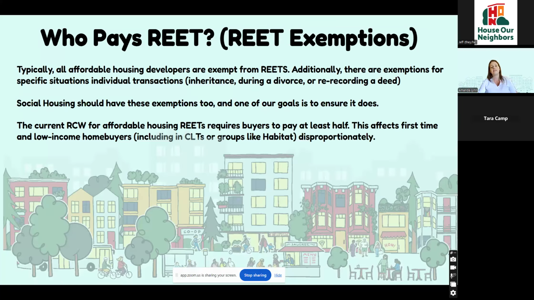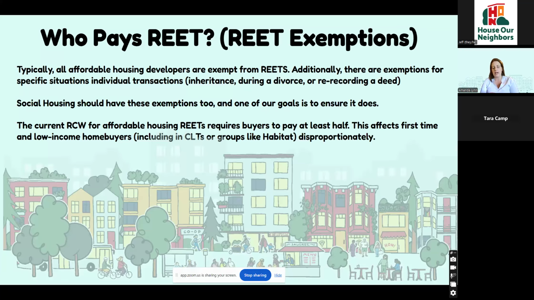There's a whole list of them you can go online and look at, but I pulled some examples, things like an inheritance, or if you get divorced, you're able to avoid paying the REET if you're trying to buy out your ex-partner, or if you have to re-record a deed because something was mistaken on your deed, that's an obvious exemption. So there's many types of common sense exemptions like that that are available to people. And again, as I mentioned, social housing should have all the same exemptions that any other affordable housing developer does.